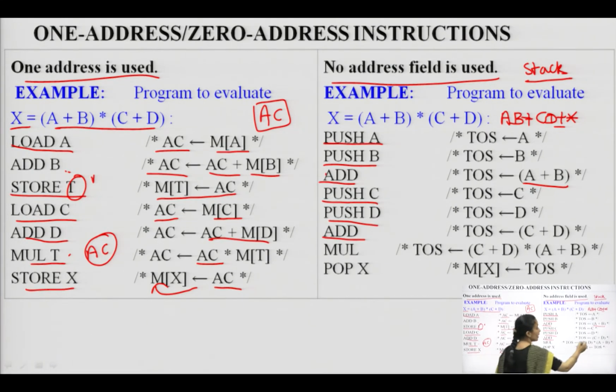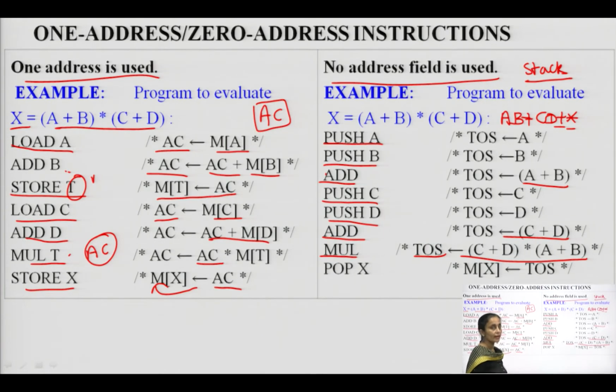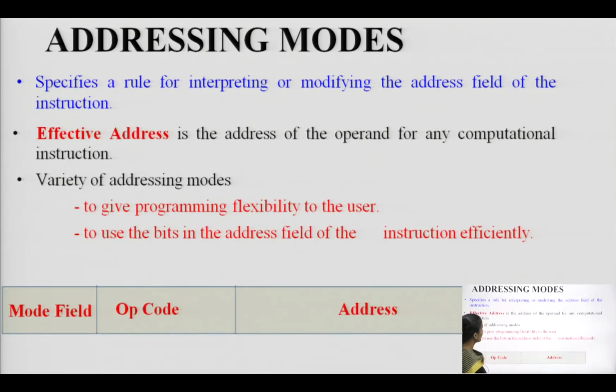So, here on the top of the stack I have C plus D. Then I get multiplication. So, I will write multiplication, and the top of the stack and TOS minus 1 multiplication will be performed, and the result will be at the top of the stack. I want it in X, so I will perform pop X. Then addressing modes.